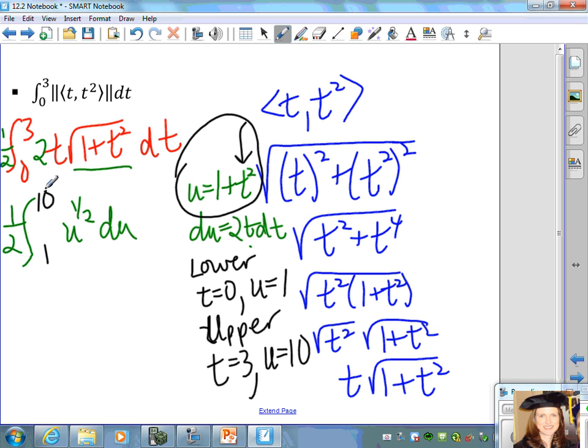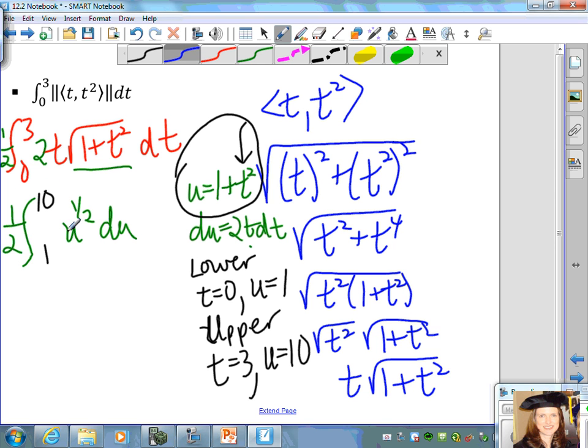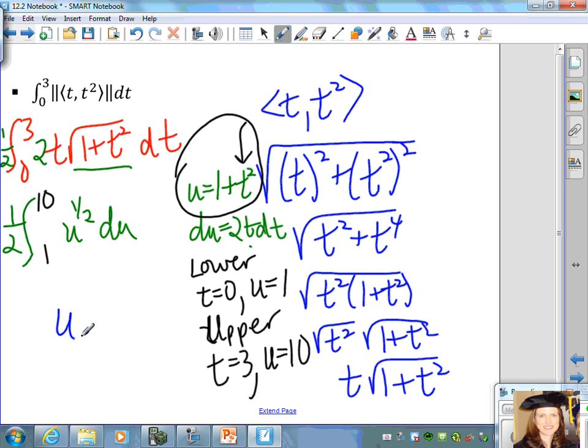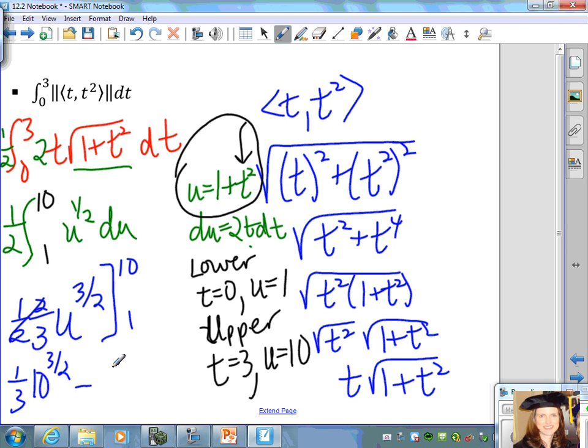Now we integrate the definite integral of u to the 1/2. We're going to add 1 to 1/2 to get the 3/2 power. So we're going to have a 2/3 out in front with this 1/2 also out in front, evaluated from 1 to 10. When we simplify this, we can plug in a 10 first. We get 1/3 of 10 to the 3/2 power minus what we get when we plug in 1, which is 1/3 of 1 to the 3/2 power, which simplifies to 1/3. So that would be our exact answer.